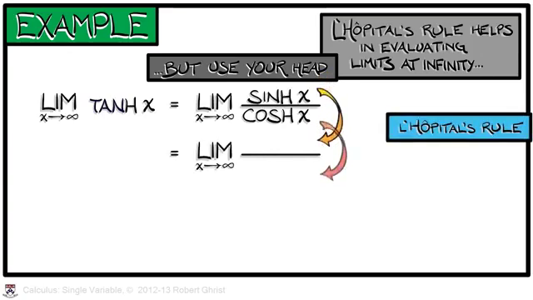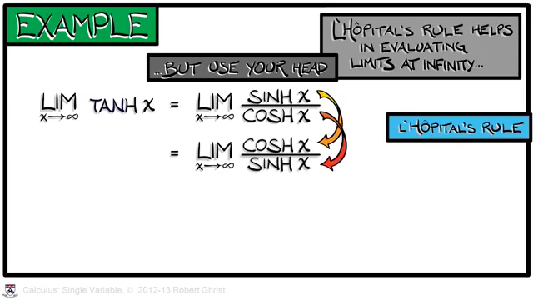What's the derivative of sinh? It's cosh. What's the derivative of cosh? It's sinh. And so we get the limit as x goes to infinity of the hyperbolic cotangent of x. Now, I don't know what that is, so let's apply L'Hopital's rule again. The derivative of sinh is cosh, and of cosh is sinh. And unfortunately, we're stuck in a loop, and we'll never get anywhere.